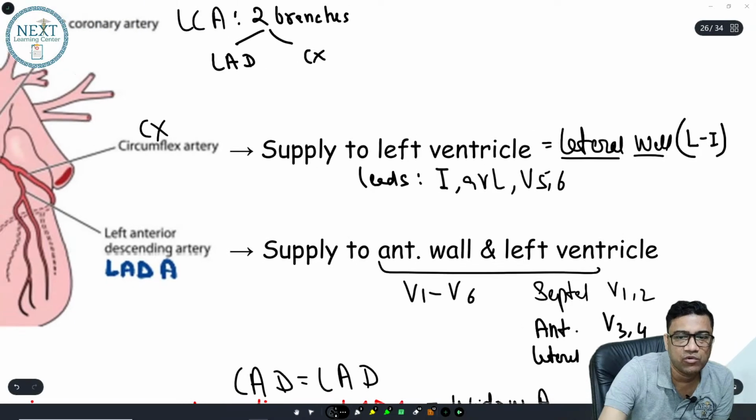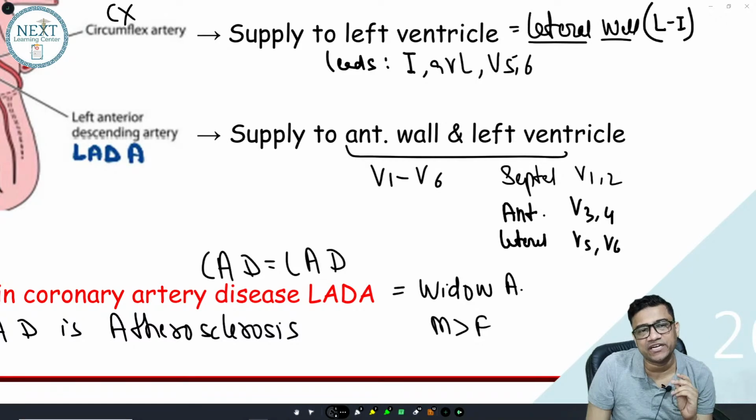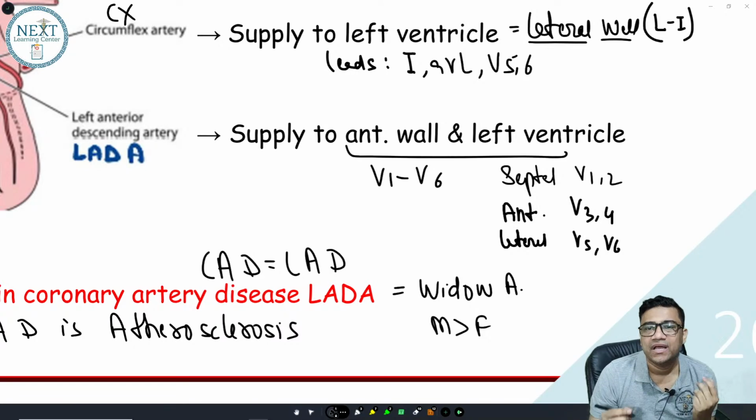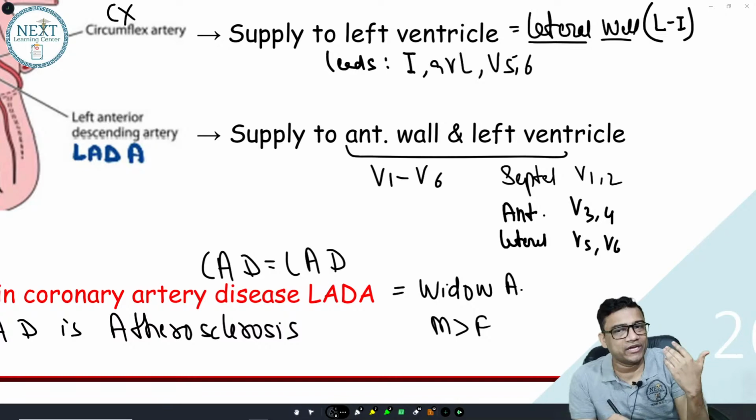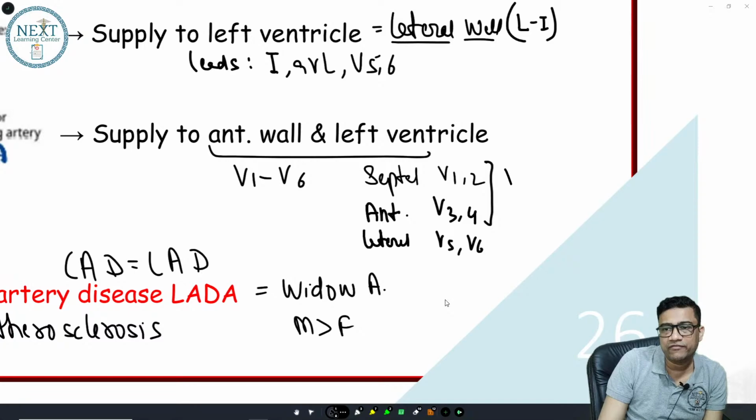Chalo. Now second is our LAD, LADA, which is left anterior descending artery. So LADA supplies our anterior wall and the left ventricle, and they are basically V1 to V6. It is extensive anterior wall. Septal are V1, V2, anterior wall V3, V4, and lateral is V5, V6. So that's why we can have anteroseptal or anterolateral. So which will be anteroseptal? I'll just write here. If it is V1 to V4, it is anteroseptal.